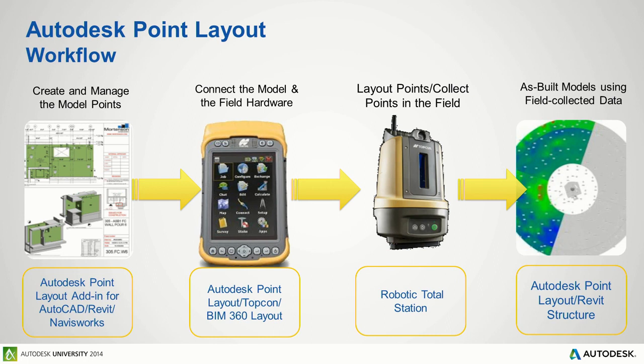So Autodesk point layout is fundamental to this. So that's where the points are created on top of AutoCAD, Navisworks, or Revit. It sits on top of all those products. And then it can connect directly using magnet controllers or, as I say, the iPad running BIM 360 layout. The points are collected in the field or used for setting out directly with the robotic total station, the LM100. And then we can gather as-built information, take it back into the cloud, and validate for quality process.